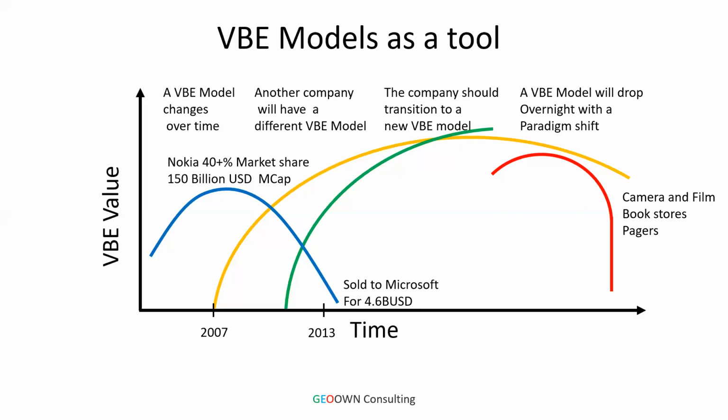So what happened to Nokia's market cap of 150 billion US dollars in 2007, to be sold at near bankruptcy level in 2013? That's a very short time frame for that to happen. And the reason for that was the company with the yellow VBE model curve, which was Apple. And Apple had a 0% market share at that time.